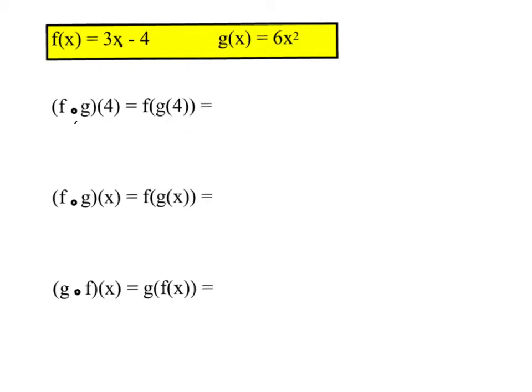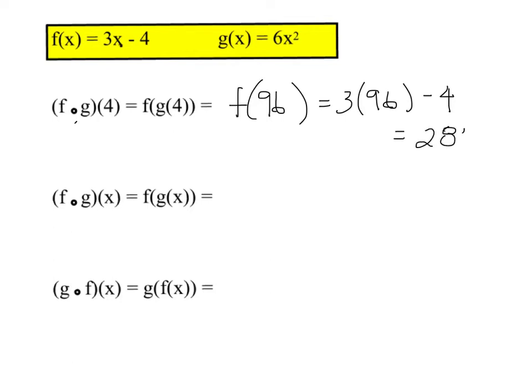So let's do that. Let's plug in 4 to g. So 6 multiplied by 4 squared, so 6 multiplied by 16 is 96. So that means we are actually doing f of 96. So 3 multiplied by 96 minus 4. So 288 minus 4 is 284.